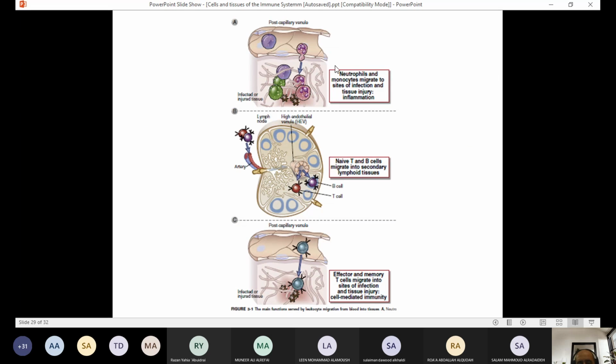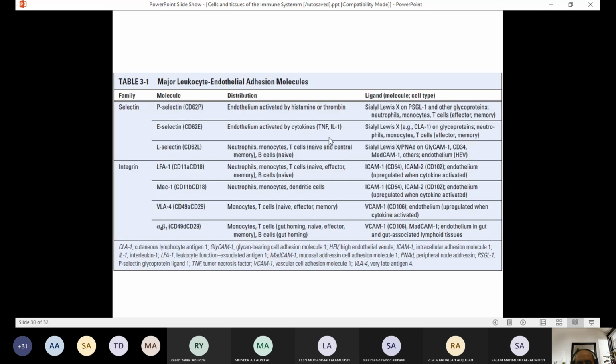This can be a process of homing, circulation and recirculation. These are the selectins, which are cell adhesion molecules, major leukocyte and endothelial adhesion molecules. We need to know these adhesion molecules and the areas they are going to bind to.